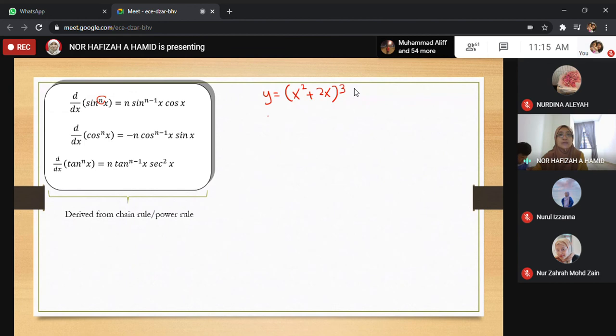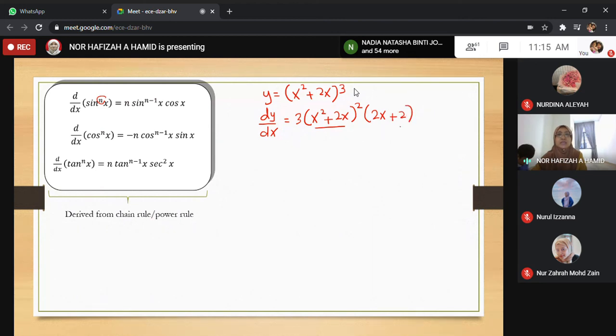Okay, so bila nak differentiate dy over dx, ni kalau you pakai power rule or chain rule. Okay, power rule, another version of chain rule. So 3 tu transfer kat depan. Okay, so you have x square plus 2x, and 3 minus 1 is 2. Okay, lepas tu you can differentiate balik kan dalam bracket. So differentiate x square plus 2, you have 2x plus 2.